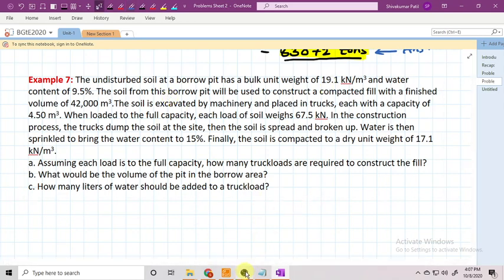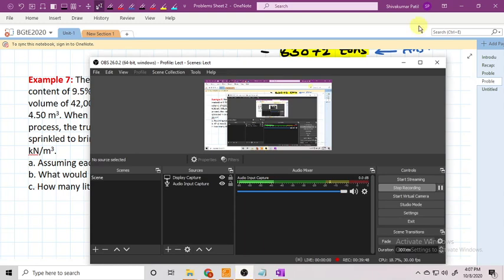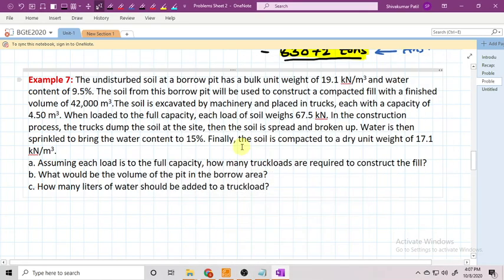So let me check whether it's recording. Yeah, recording. recording. Okay. Yeah.